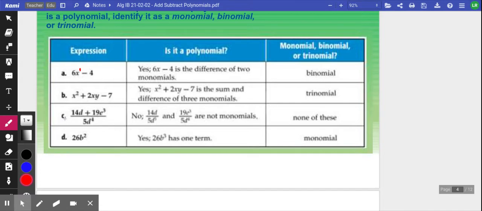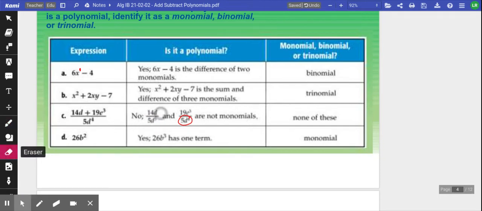Now, I do want to point out problems like letter C. Although they are expressions we can simplify, these are not polynomials because when simplified, they still have a variable in the denominator. And you can kind of see that in the example here. You can't have variables in the denominators for a polynomial.